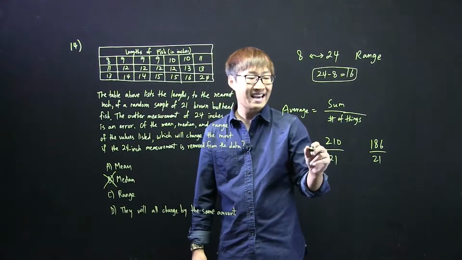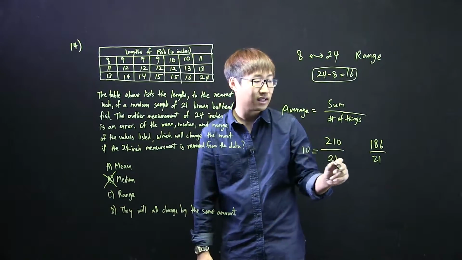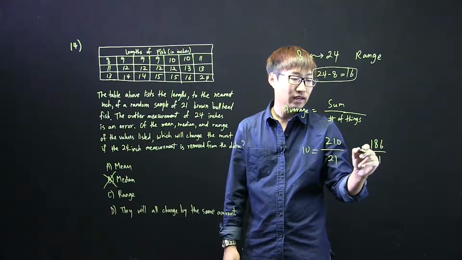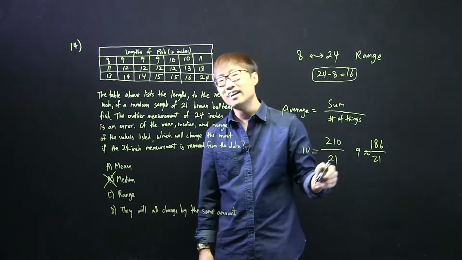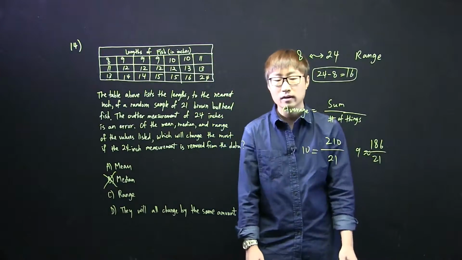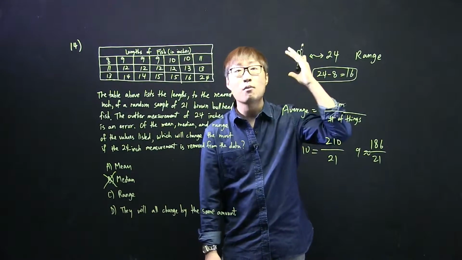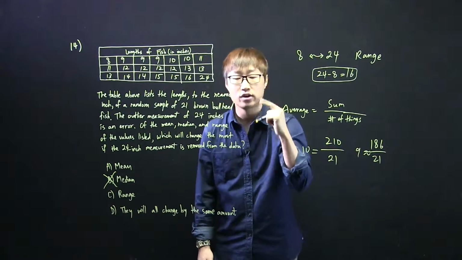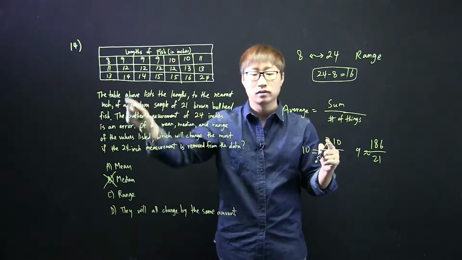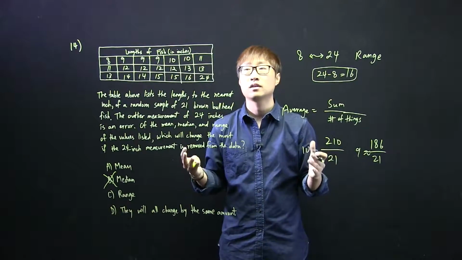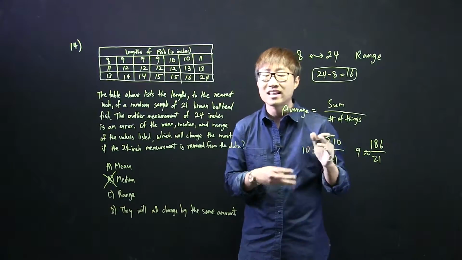It's probably not going to be that much of a difference. This is 10, and that's about 9-ish. 10 and 9, it changed only about 1, right? Once again, I didn't really have to do this. Just logically speaking, I'm only removing one fish out of 21 fish that I took the average of. The average really shouldn't change that much.